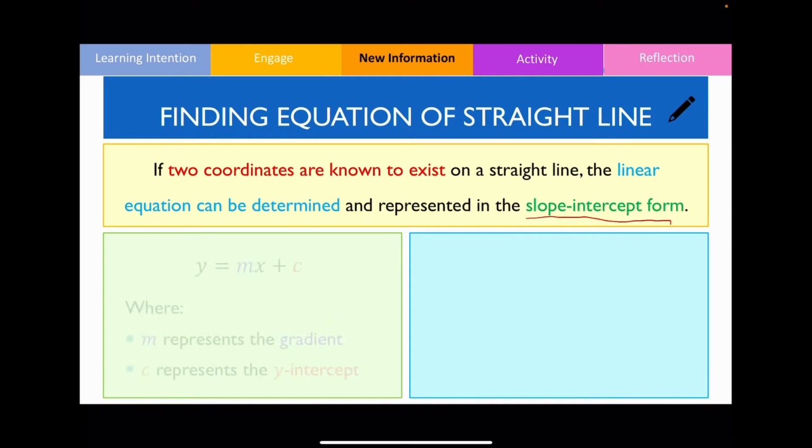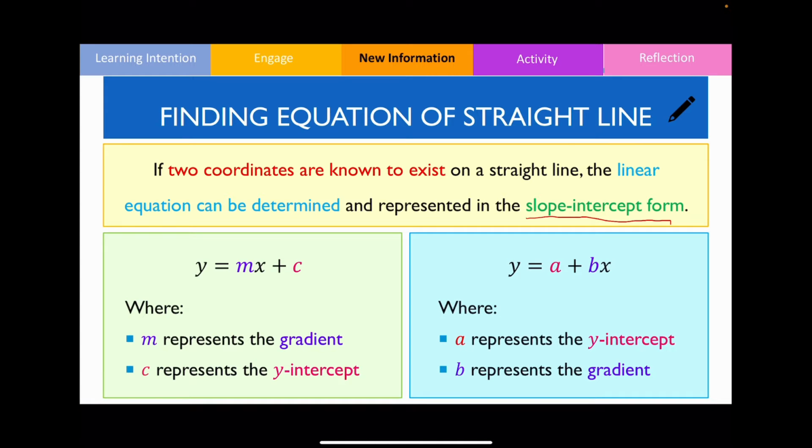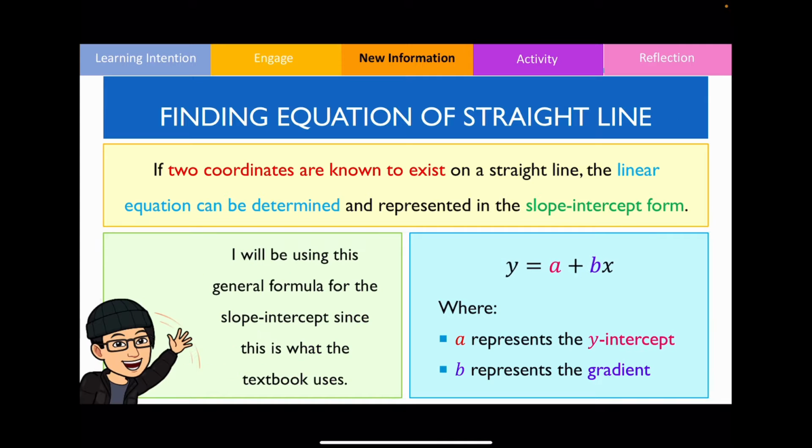Please remember that the slope-intercept form can be given by this equation over here, where y is equal to mx plus c, but alternatively, it could also be written as y is equal to a plus bx. Remember that both of these equations represent the same thing, but they're just represented in a different way using different letters, okay? But because the textbook uses this formula over here, I'm going to be representing my equations in the y equals a plus bx general formula.